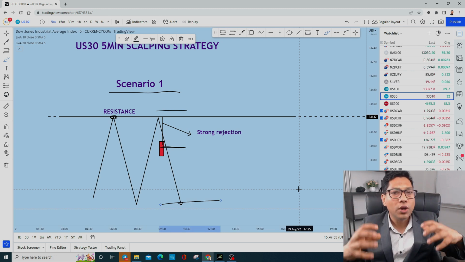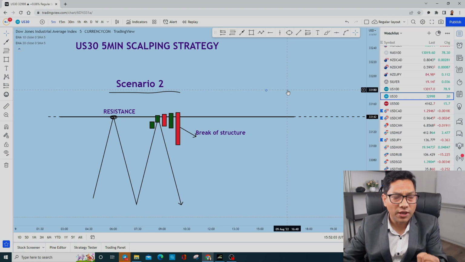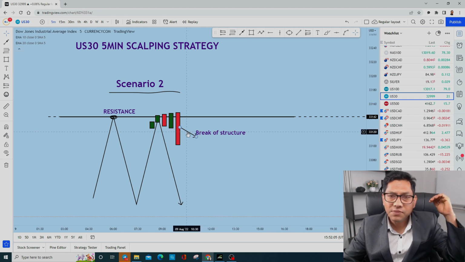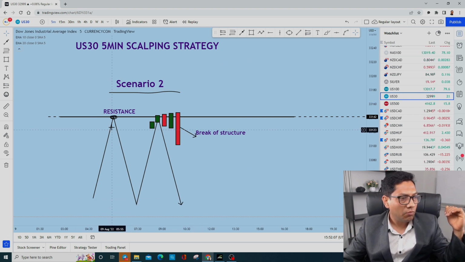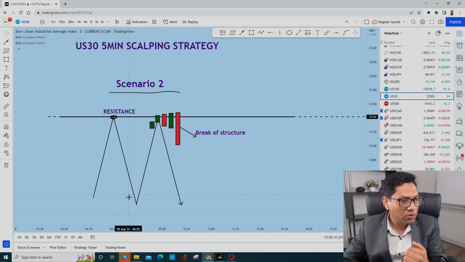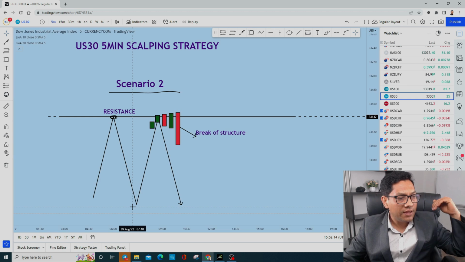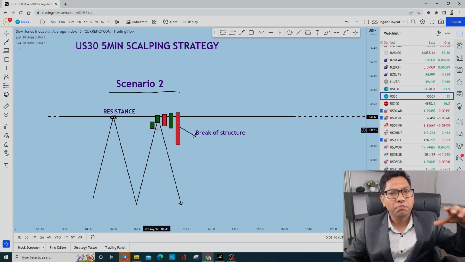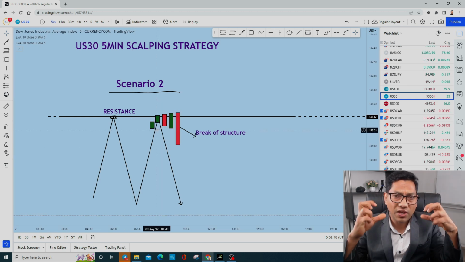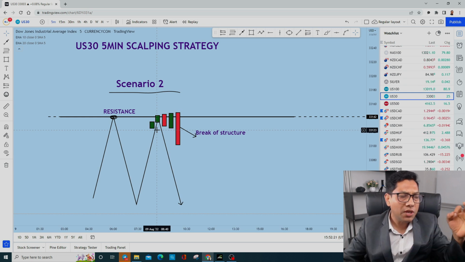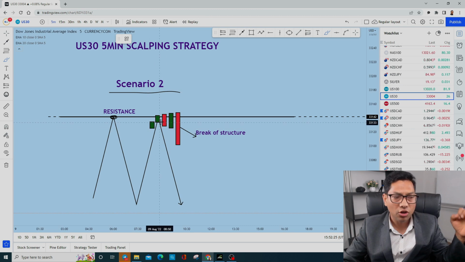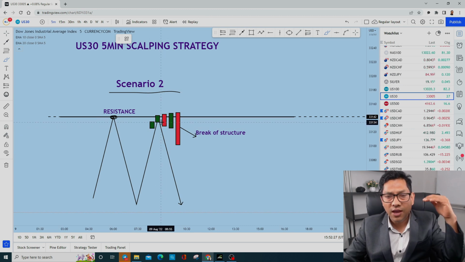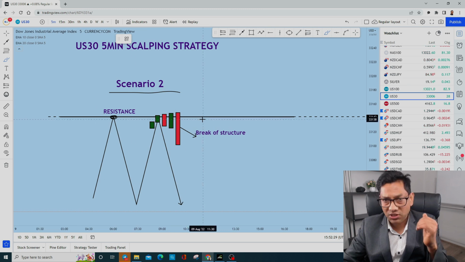Now let's look at the second scenario. Okay guys and girls, the second scenario is when you see the same situation: the price, let's say, created this impulse and then rejected from a certain level in a certain direction and then came back to the same level, but this time instead of a strong rejection, probably you see that the price was creating smaller candles like this, dojis or smaller candles, and these smaller candles are hitting this resistance.